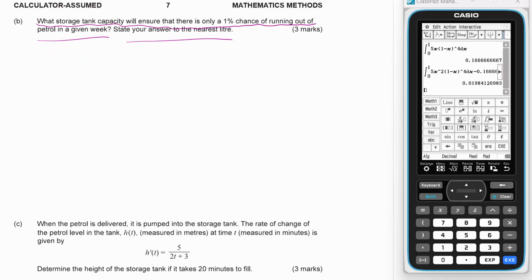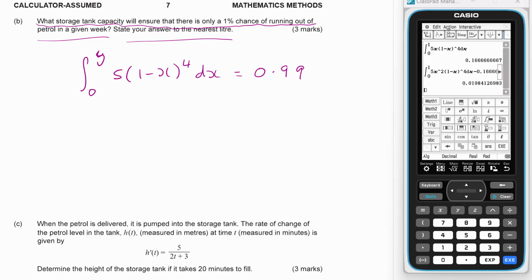So what we can do is the integral from 0 up to some value c. I'm going to call it y actually, of 5(1 - x)^4 dx. We want where that is equal to 0.99. So we can solve for that on the calculator.